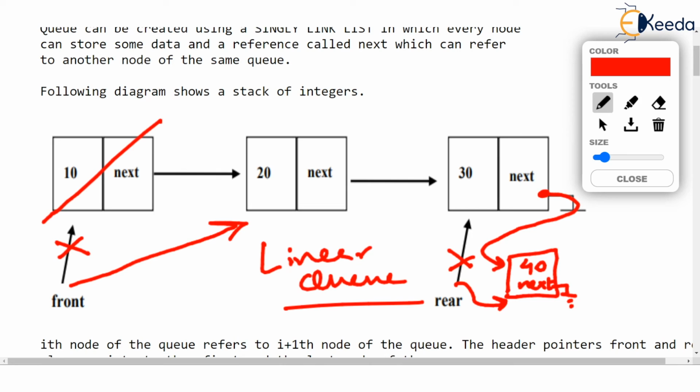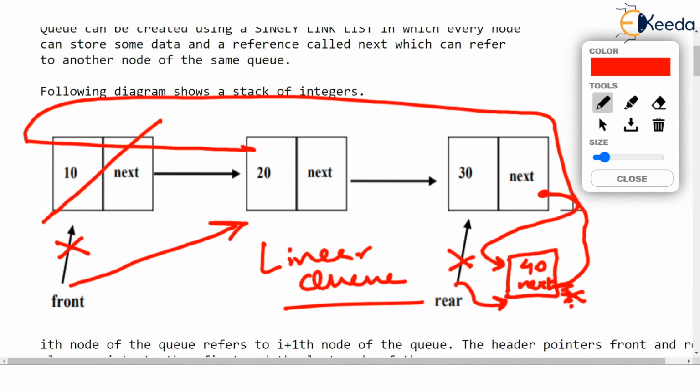Isn't it so? Whereas if it was a circular queue, then 40's next, which is the last node, won't be null, but this will point back to the first node where the front is pointing. 20 is the first node now.